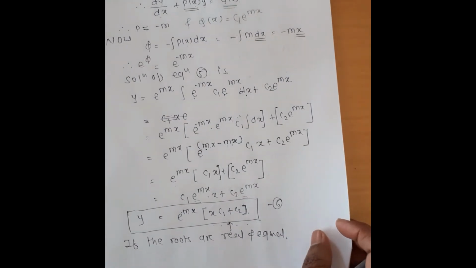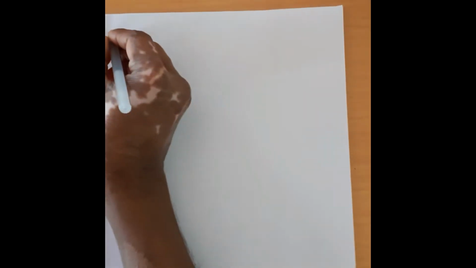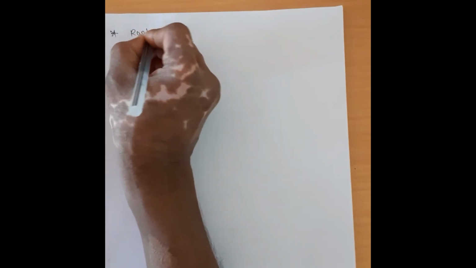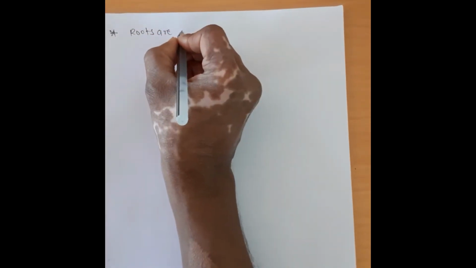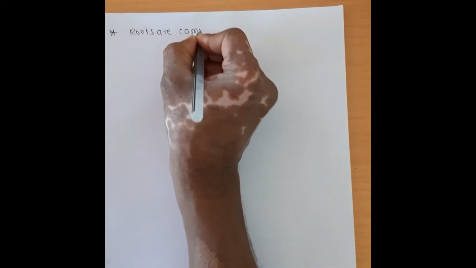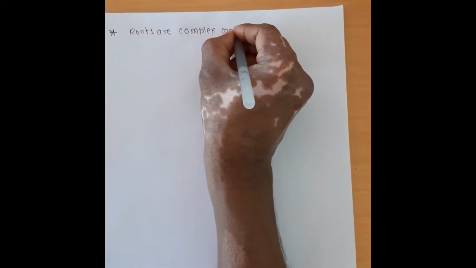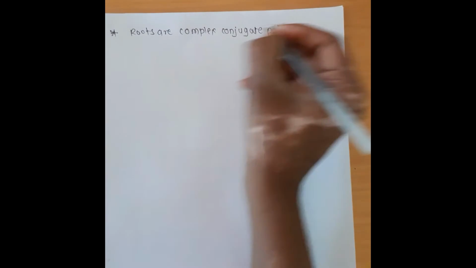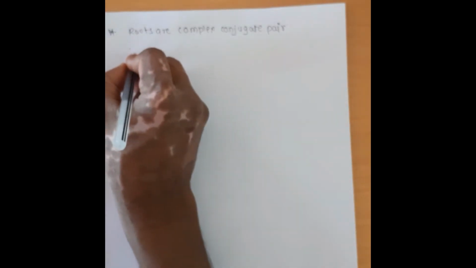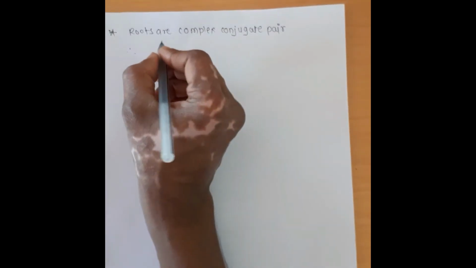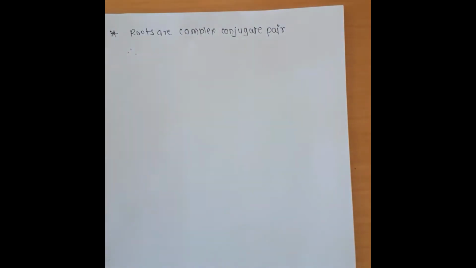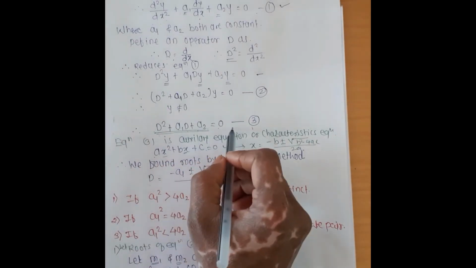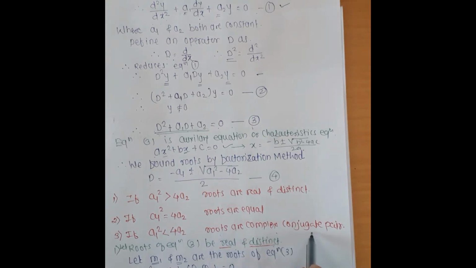So now the last case is remaining. So what is the last case? The roots are a complex conjugate pair. So where is our actual equation? That will be written as d square plus a1d plus a2 equals 0. This is the last condition, the roots are a complex conjugate pair.